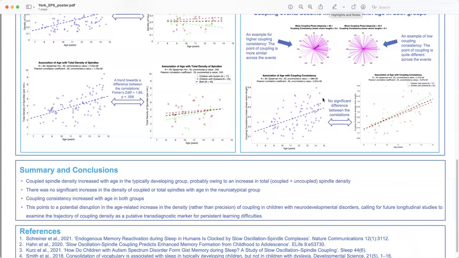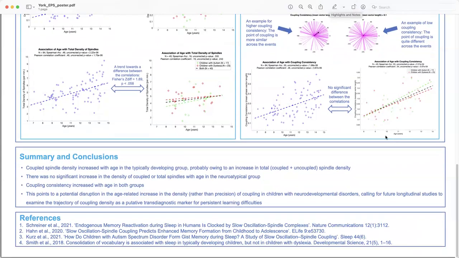And we see an increase with age in coupling consistency, both for the typically developing as well as the neuroatypical children. So while we did not see an increase with age in spindle density for the neuroatypical children, we do see an increase in coupling consistency.